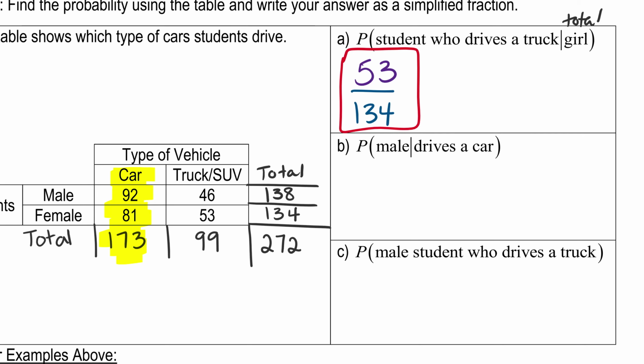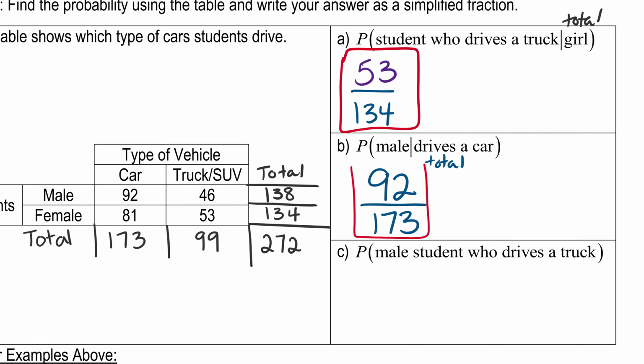So drives a car. I want the total that drives a car first, because remember, you have to find that number first, then do the first one second, because it's backwards. So for drives a car, I have 173. That's how many I have total that drive a car. Now, in this column that I highlighted, how many are male? Well, we have male here, 92. And if I could reduce that fraction, you would. In this case, you cannot. So that is my answer.